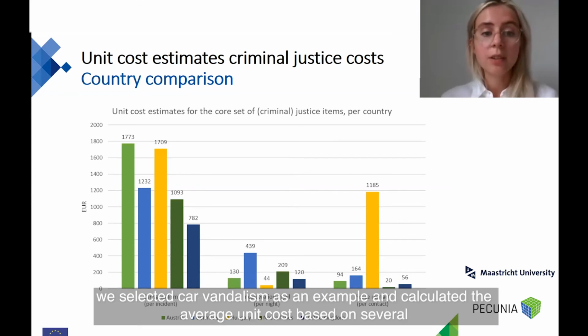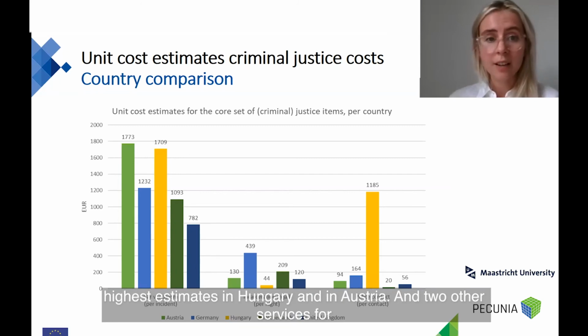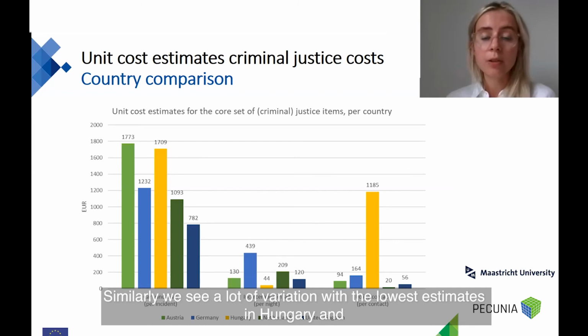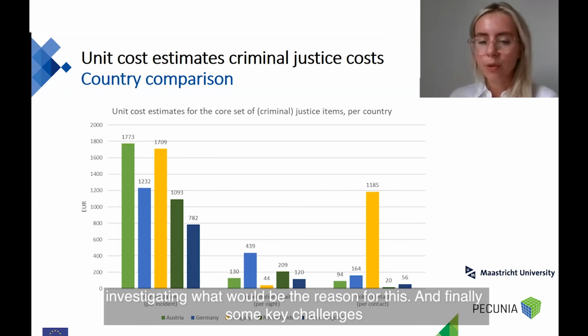So for the material damage, we selected car vandalism as an example and calculated the average unit cost based on several incidents. And we can see as well quite a lot of variation across countries, with the highest estimates in Hungary and in Austria. And 2 other services for criminal justice were night in jail and police contact. For incarceration, similarly, we see a lot of variation with the lowest estimates in Hungary and highest in Germany. And for police contact, we see quite a major outlier in Hungary, and we're still investigating what would be the reason for this.